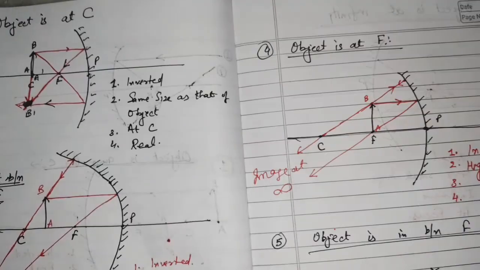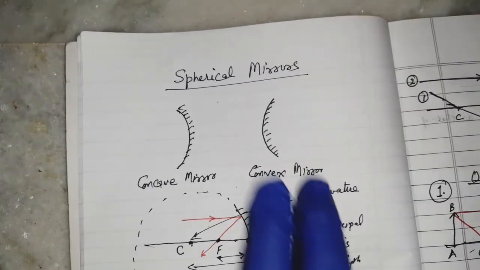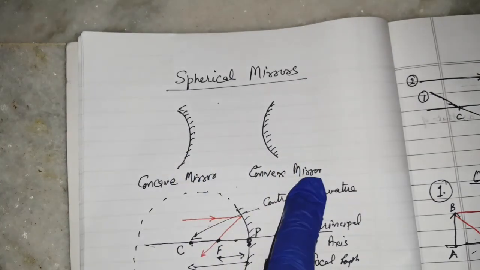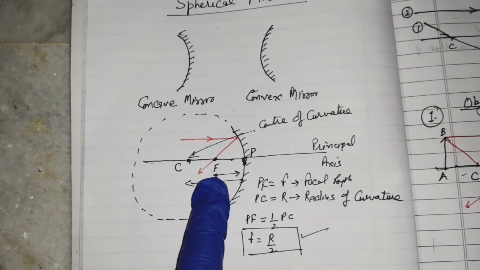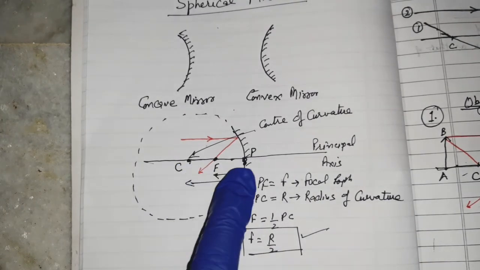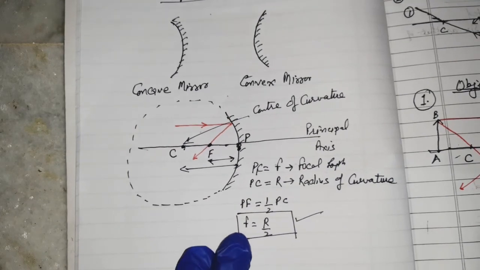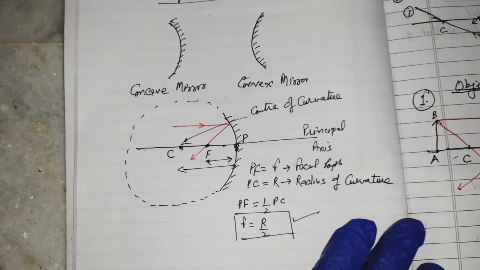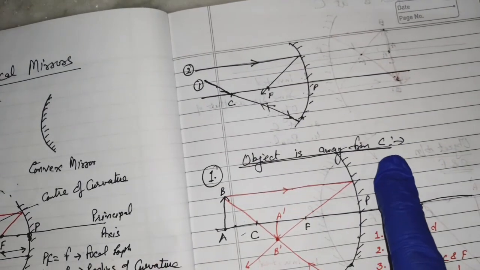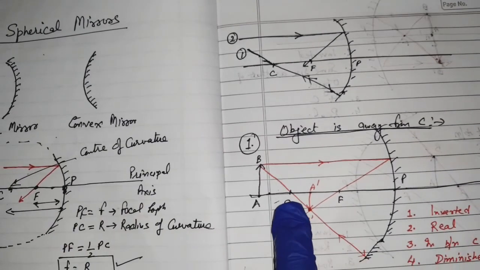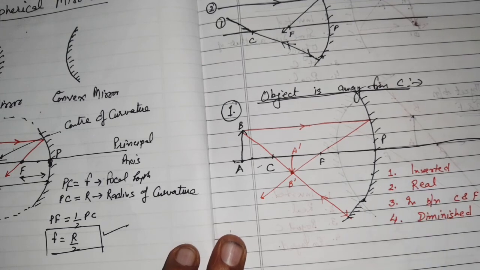So in this video I have told you what spherical mirrors are. Spherical mirrors are of two types: concave mirrors and convex mirrors. What a focus is, what a center of curvature is, what a pole is, you know all about, and the relationship that the focal length is half of the radius of curvature. Now in the first case, when the object is placed beyond C, the image is formed in between C and F. It is real, diminished and inverted.